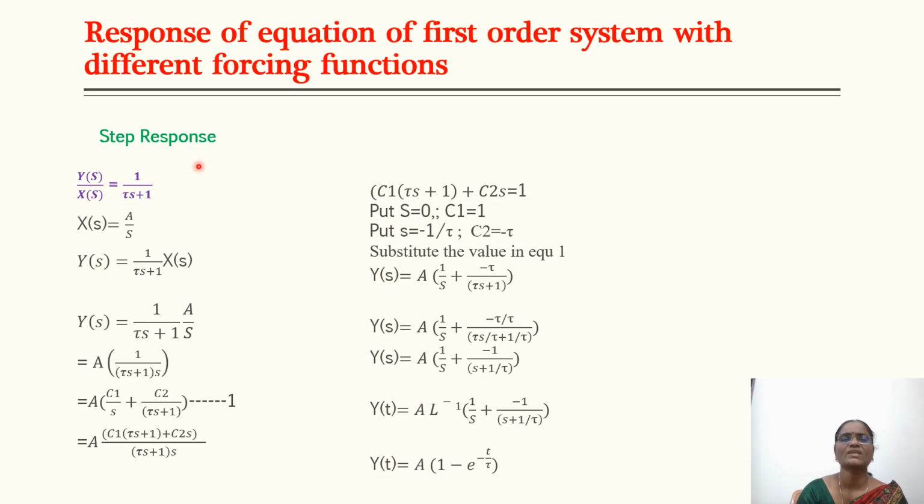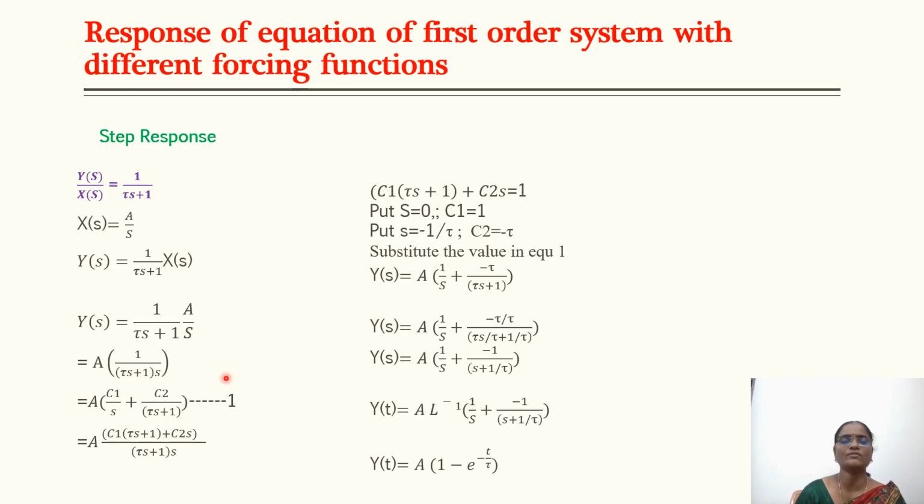Now take the step response of a first order system. Here Y of s is the output and X of s is the input. Y of s is also known as the response, and X of s is nothing but the disturbance. The kind of disturbance we are giving is a step input, so X of s equals A upon s. Now input this to the original Laplace function. X of s we have given is the step input, so A upon s. This is the Laplace form of the first order system with step input.